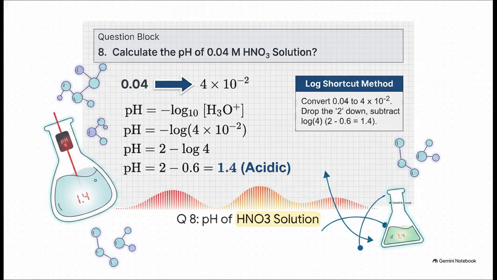0.04 becomes 4 times 10 to the power of negative 2. pH equals negative log base 10 of H3O+ concentration. pH equals negative log of 4 times 10 to the power of negative 2. pH equals 2 minus log 4. pH equals 2 minus 0.6 equals 1.4, which is acidic. Log shortcut method. Convert 0.04 to 4 times 10 to the power of negative 2. Drop the 2 down, subtract log of 4 to get 2 minus 0.6 equals 1.4.